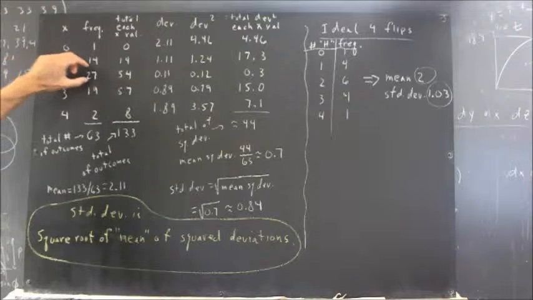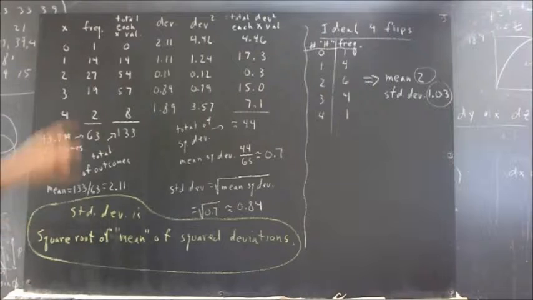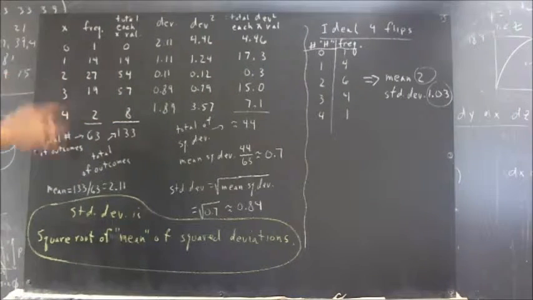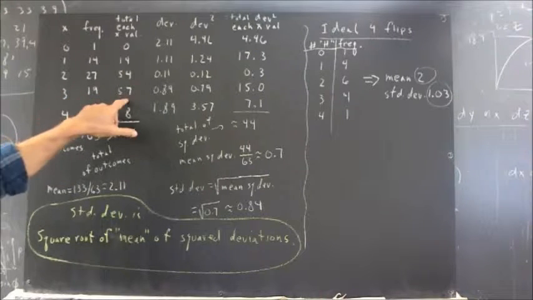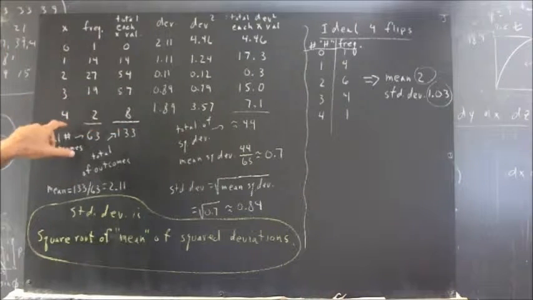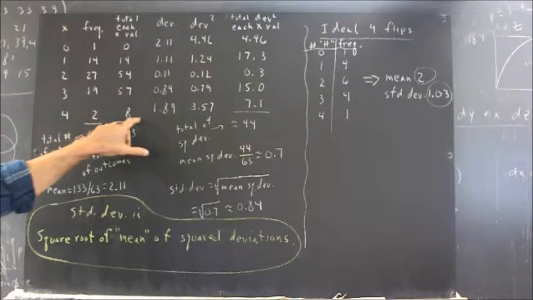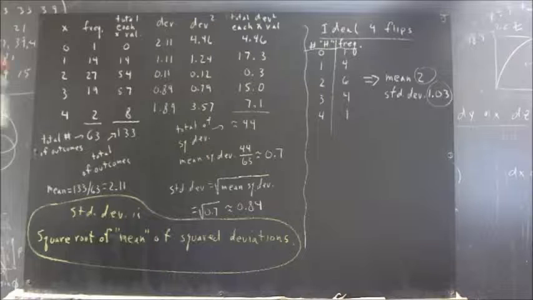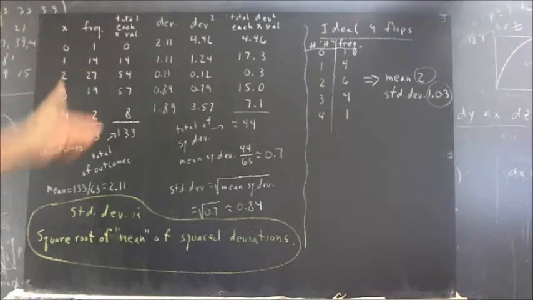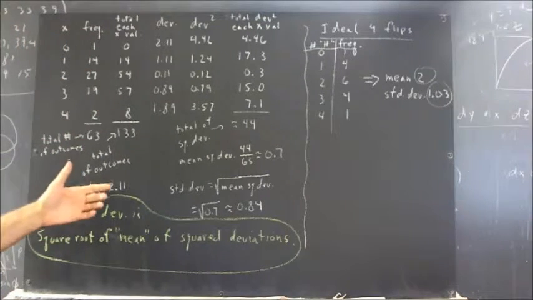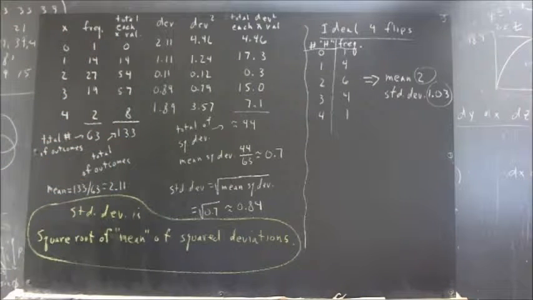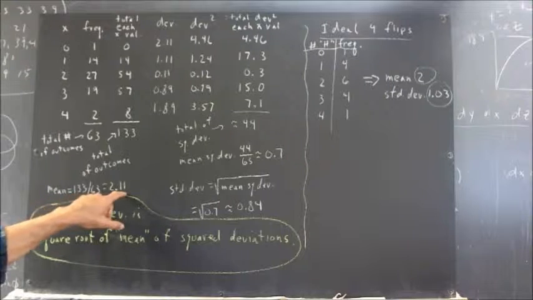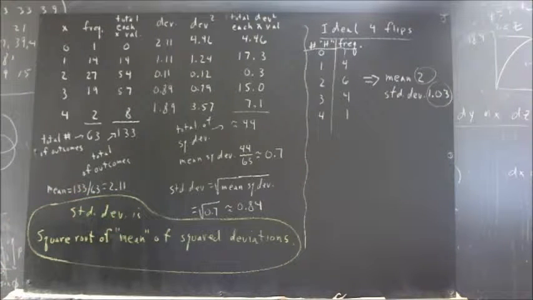2 heads occurred 27 times, which gives us a total of 54 heads for the outcome 2. 3 heads occurred 19 times, total of 57 for the outcome 3. 4 heads occurred twice, total of 8 heads for the outcome 4 heads. Now, the mean number of heads that we got, we simply add these. We get 133. You can check the arithmetic. And we divide that by 63, and we get the mean, which is 2.11.